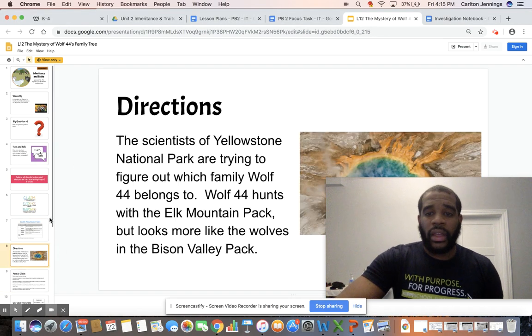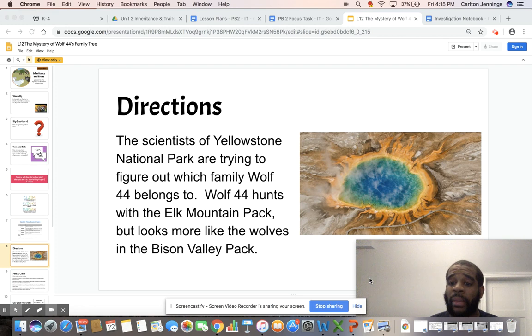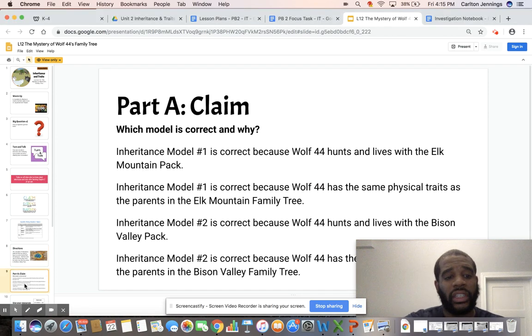Directions. The scientists of Yellowstone National Park are trying to figure out which family Wolf 44 belongs to. Wolf 44 hunts with the Elk Mountain Pack. Remember, we saw that pack. We saw that light gray wolf, which was Wolf 44, but all of the dark gray and black wolves were with Wolf 44. But Wolf 44 looks more like the wolves in the Bison Pack. And we're going to see those things shortly.